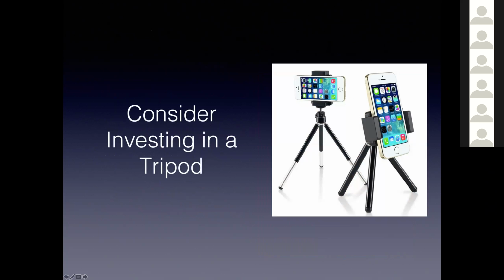Also consider investing in a tripod. Tripods are very, very inexpensive, and they can help you get some nice, steady shots in either photos or videos. Even though the lenses now have optical image stabilization, and it does help a lot, it still is not a substitute for using a tripod when you're shooting video or your still photos.